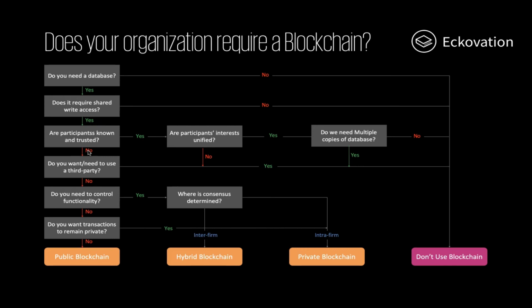If you don't even trust the third party, if the participants are not trustworthy, but you need multiple copies, and you want to keep transactions private, and you want to have a very high degree of control, then you can go for public or private, or else the best option is to go for public blockchains.